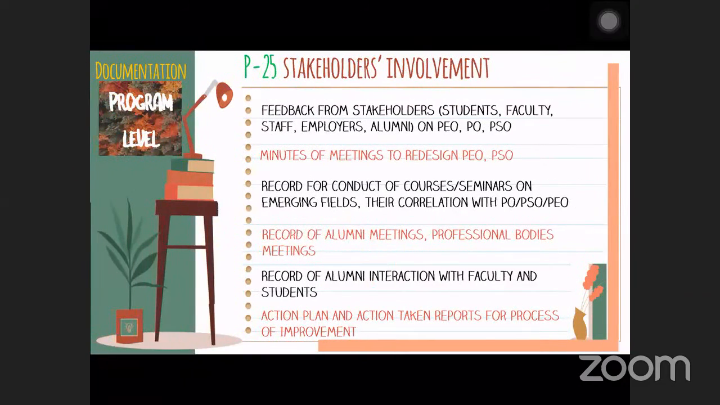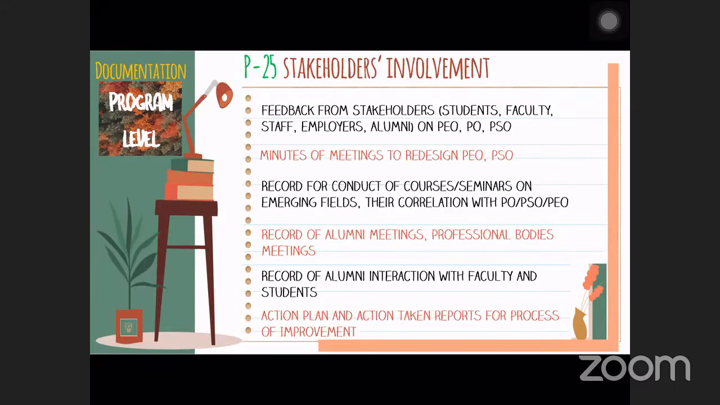And lastly, the program level documentation, the stakeholders' involvement, very important. We cannot be complete unless we involve all our stakeholders into it. So who are the stakeholders? The students, the faculty, the staff members, the employers, alumni, their parents. All these are the stakeholders.